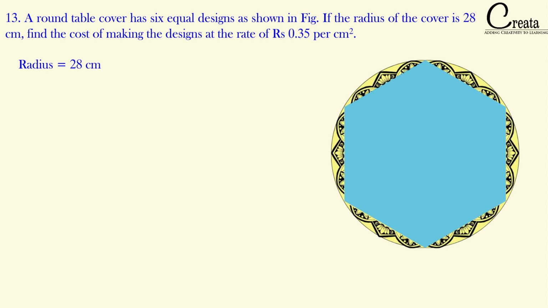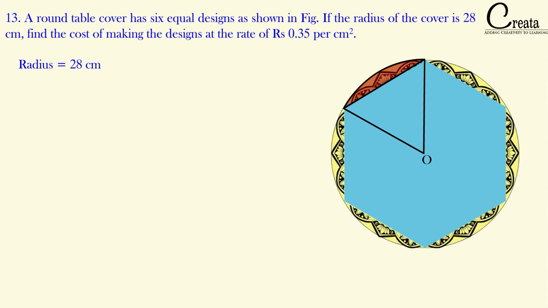Let's take only one design. The complete cover has 6 designs. We will only take one design. Let's join these 2 points with the center point. Can we say this is a segment of this circle? Yes, this line segment is acting as a chord, and a segment is a region between the chord and the arc. So this is a segment. Basically we have to find the area of this segment.